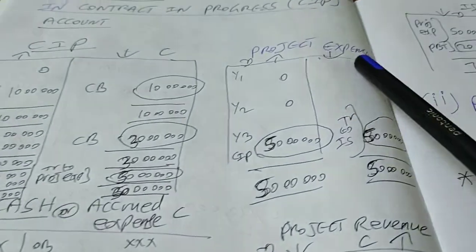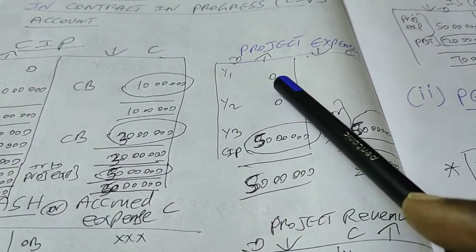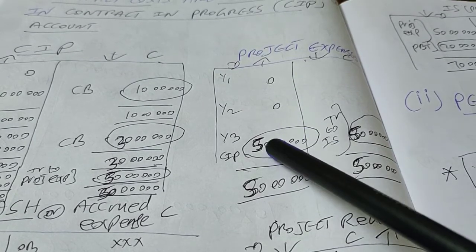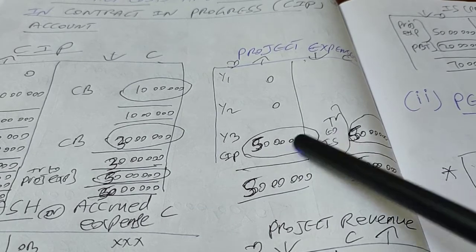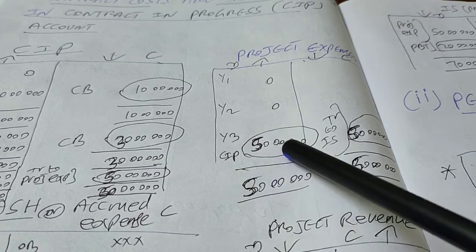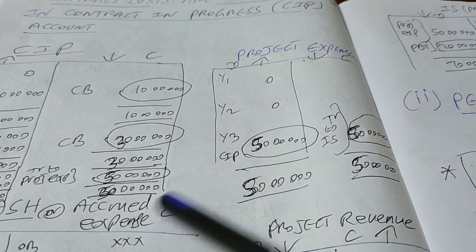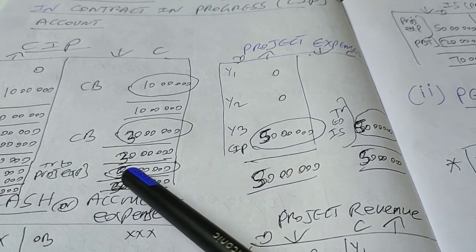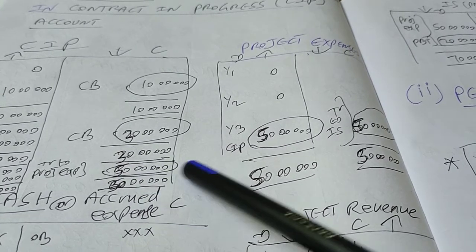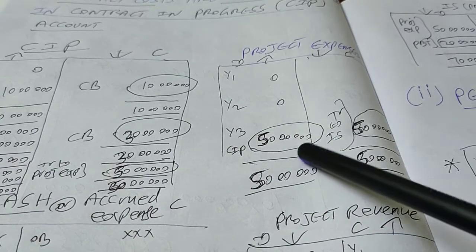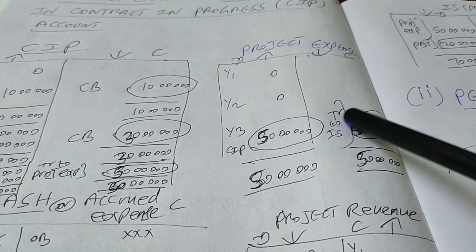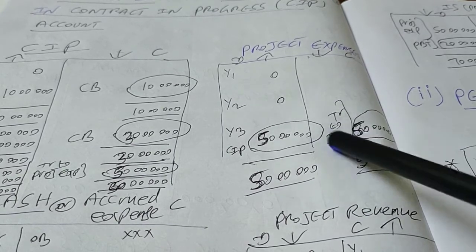So if you look at project expenses T account, there are no entries in year 1 and year 2. I have written 0 because contract is not yet completed. But in year 3, the contract is getting over. So that means the expense is increasing in the left hand side. So that means I am increasing project expense 50 lakhs. Where is this amount coming from? It is coming from contract in progress account. So you can see here, contract in progress account, the amount is written in the right hand side, it gets transferred to the left hand side of project expenses account. If you close project expenses account, since it's a temporary account, at the end of year 3, this number will get transferred to income statement.